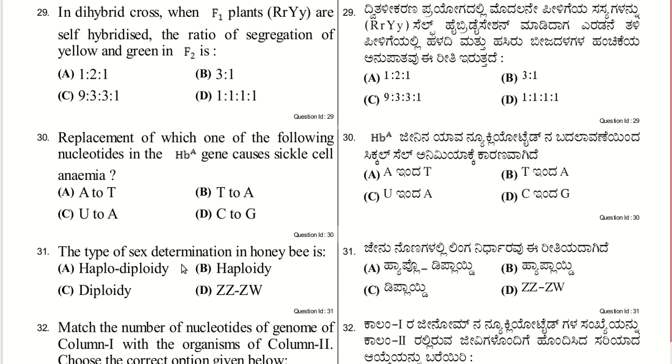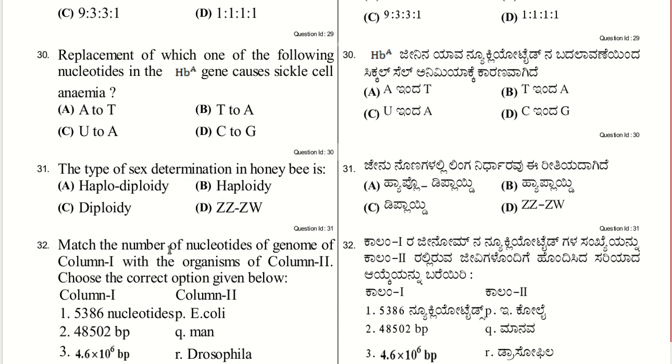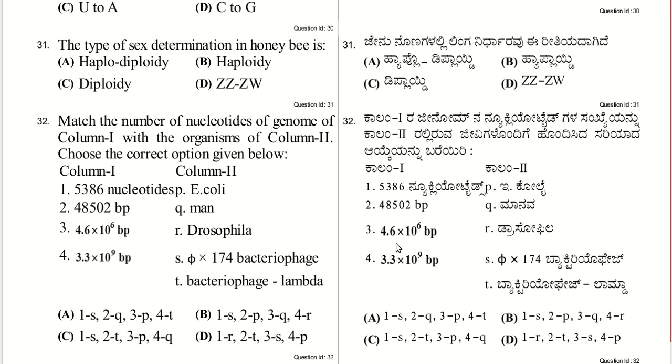31st, the type of sex determination in honeybee is the haplodiploidy method. So the sex determination in honeybee is based on haplodiploidy. 32nd, match the number of nucleotides of genome of column 1 with the organisms of column 2. Choose the correct option given below.